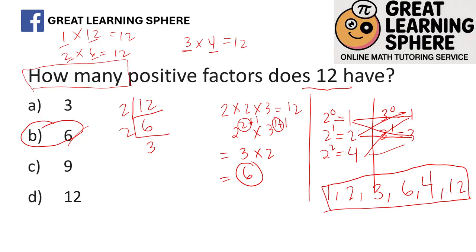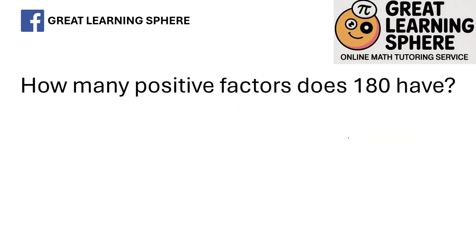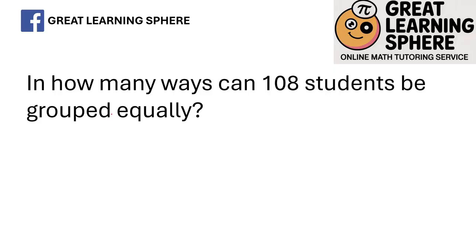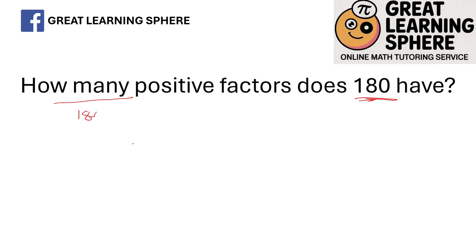Okay, so next, let us proceed to the second problem. How many positive factors does 180 have? So again, as I said, we are not going to list down all the factors of 180 since we are just asked to find the total number of factors of 180. So let us do the prime factorization method. 180 is an even number, so divide by 2.